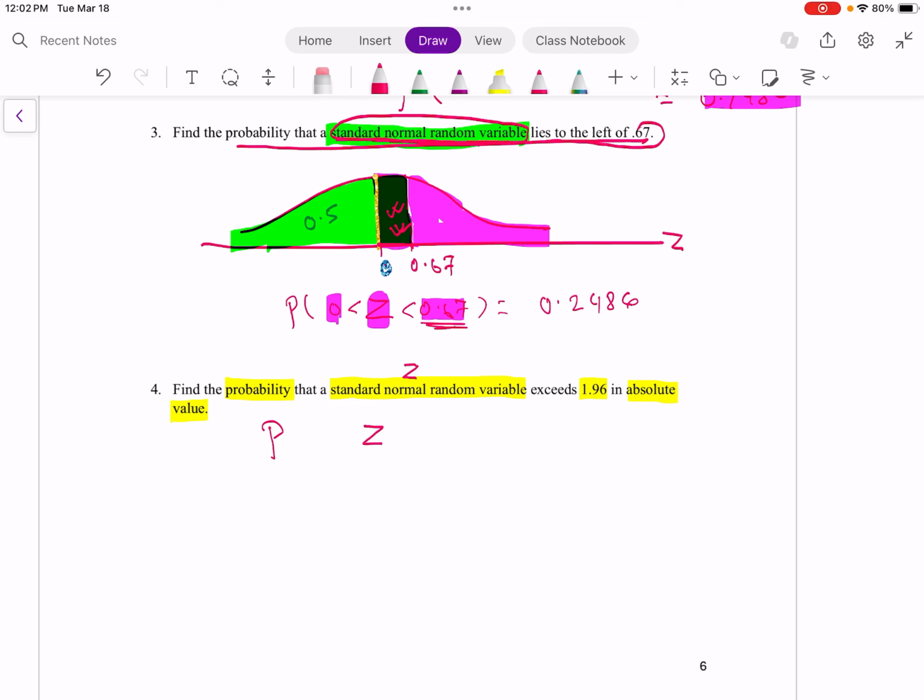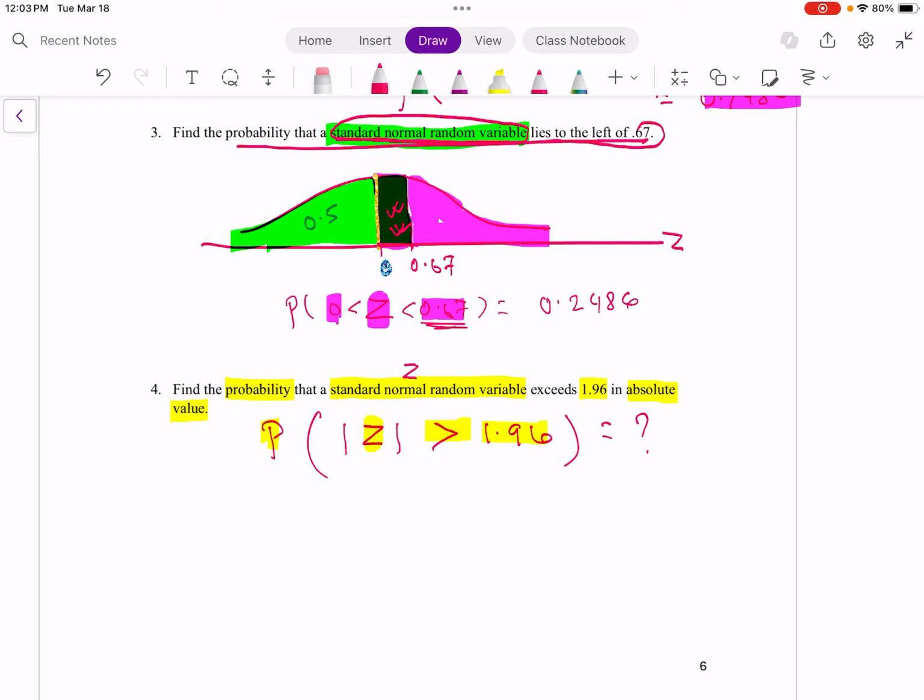So the standard normal random variable exceeds 1.96 in absolute value. It means the absolute value of the standard normal random variable exceeds 1.96. So this is what we are asked. We are asked to find the probability that the absolute value of g exceeds 1.96.